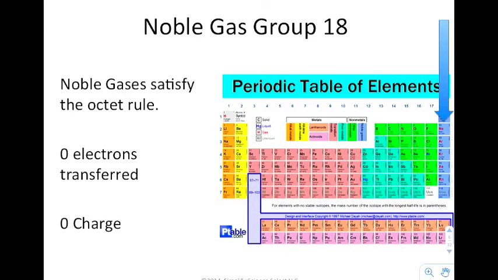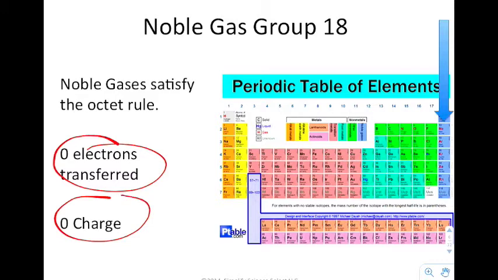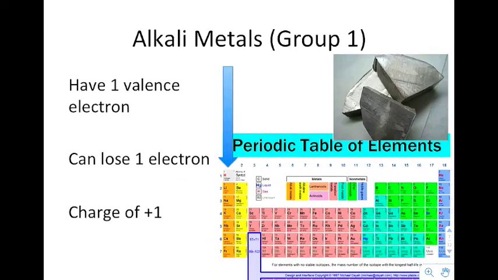So, just as a refresher, the noble gases, group 18, satisfy the octet rule. Because of that, 0 electrons are transferred for noble gases. As a result, they always have 0 charge and they have essentially 0 reactivity. Okay, so the whole reason is everything wants to satisfy that octet rule.